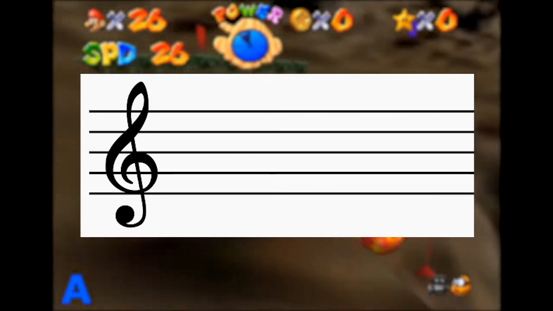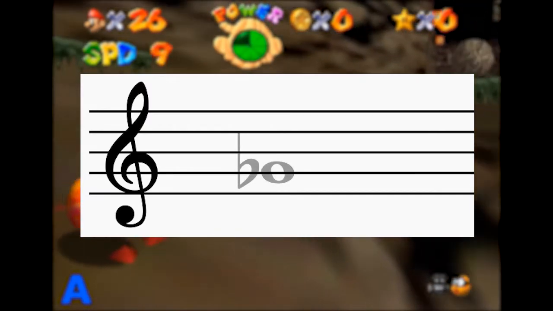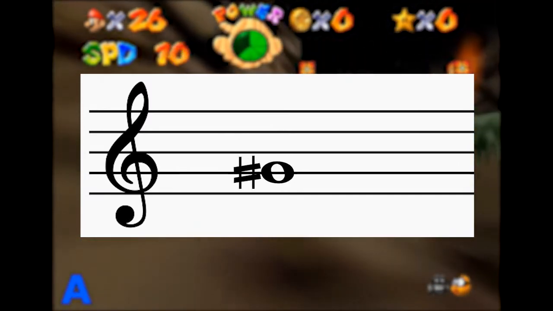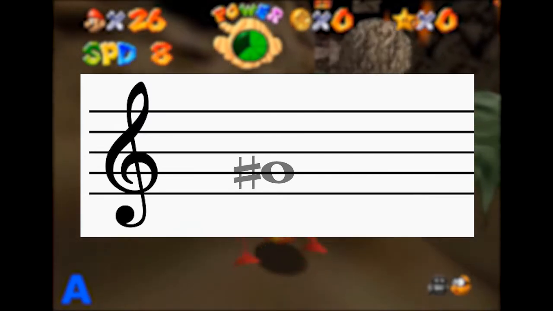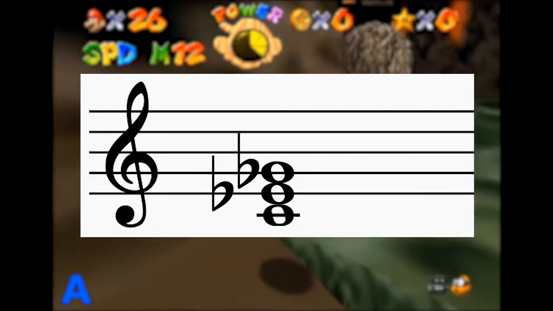Much like the minor third is 1 semitone lower than the major third, the diminished fifth is 1 semitone lower than the perfect fifth. The augmented fifth is likewise 1 semitone higher. When combined with respective minor and major thirds, they result in either a diminished triad or an augmented triad.